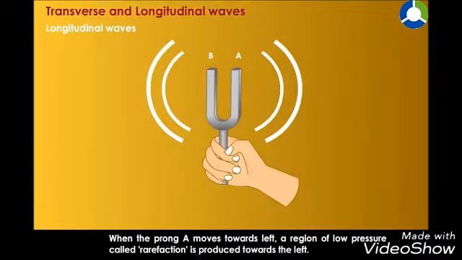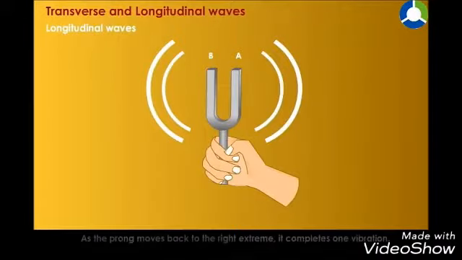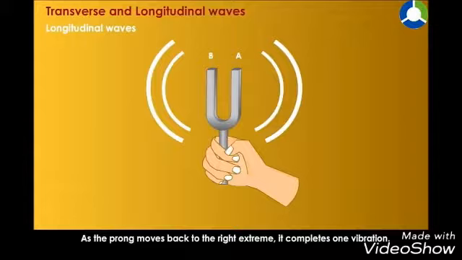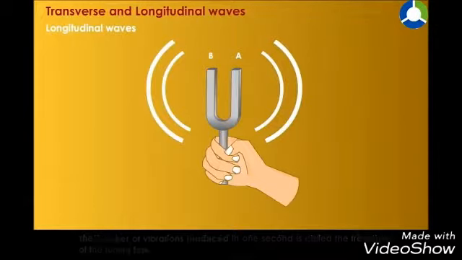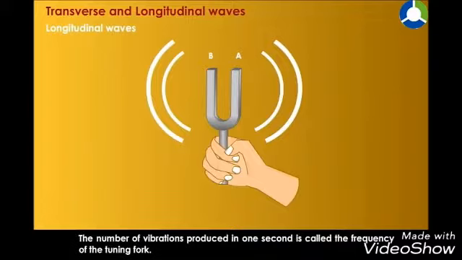When the prong A moves towards left, a region of low pressure called rarefaction is produced towards the left. As the prong moves back to the right extreme, it completes one vibration. The number of vibrations produced in 1 second is called the frequency of the tuning fork.